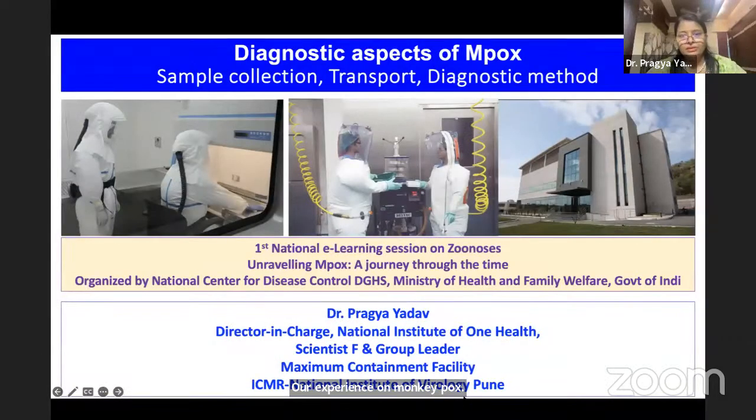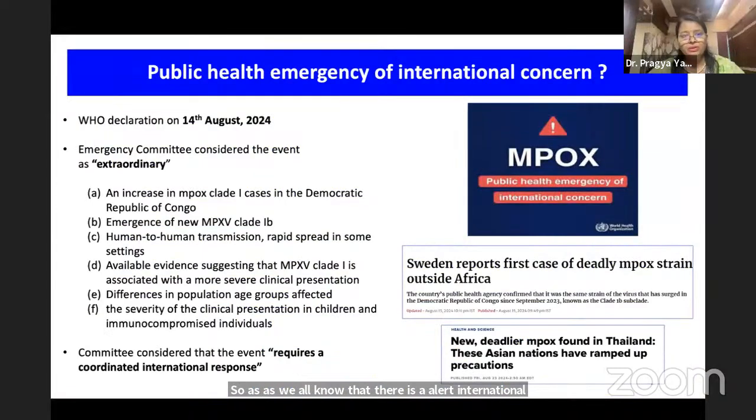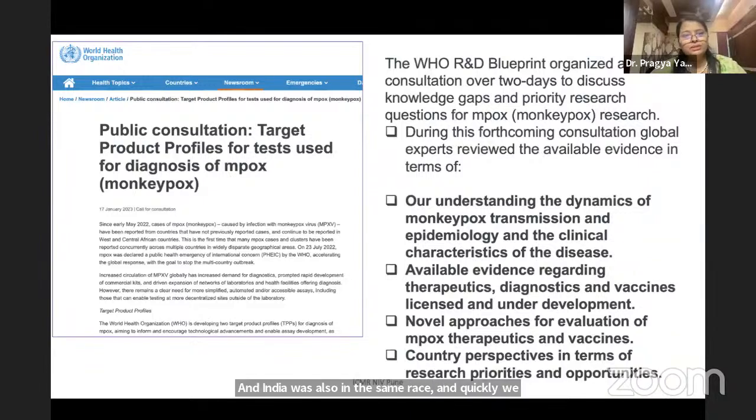So as we all know, there is an international alert, and that's why we all are here to discuss monkeypox. But we all know that it was alerted 2 years before, and many countries worked on preparedness. India was also in the same race, and we quickly could do a lot of things, which I would like to share with you, and what protocol we are following for testing in the country.